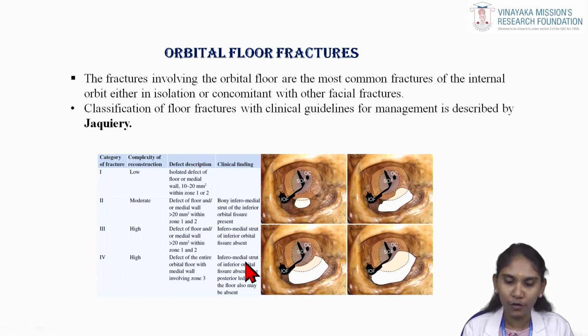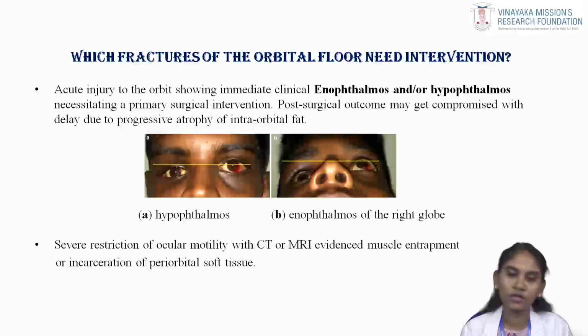Here, the inferomedial strut of the infraorbital fissure will be absent. There will also be the posterior ledge of the floor, which also may be absent. Okay. This classification is very important. Then, which fractures of the orbit need intervention?